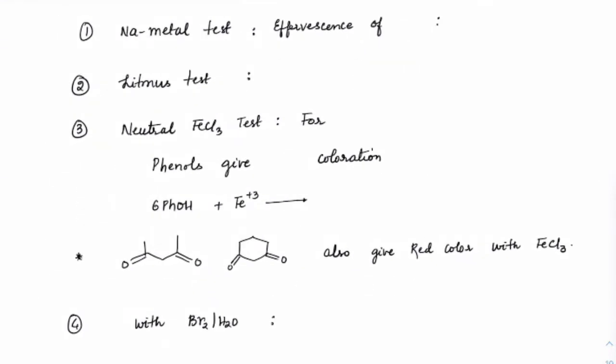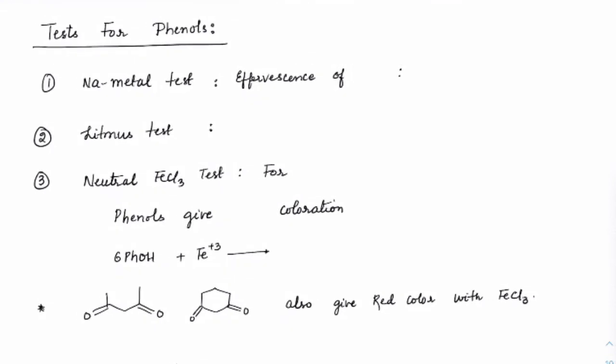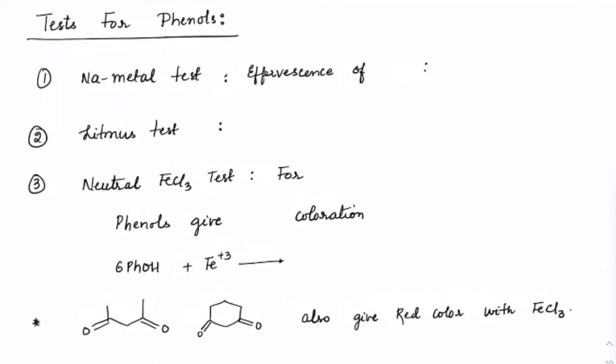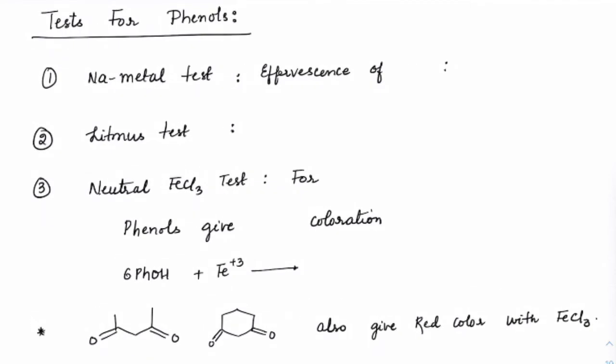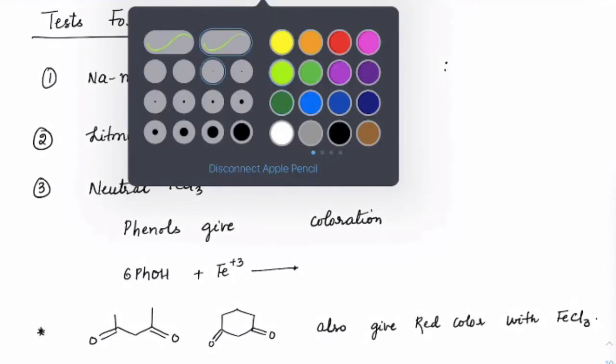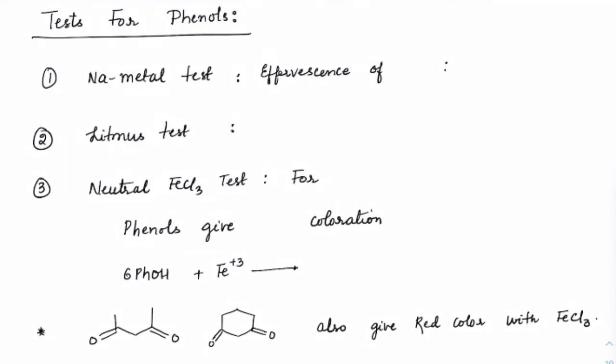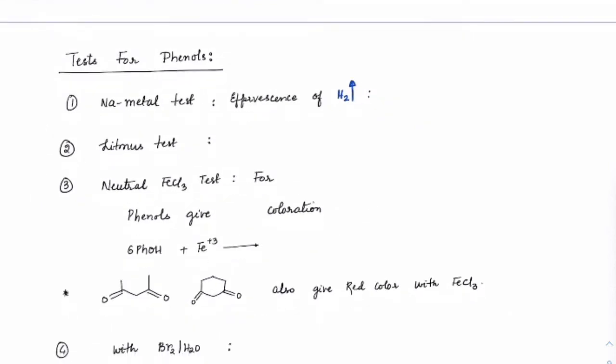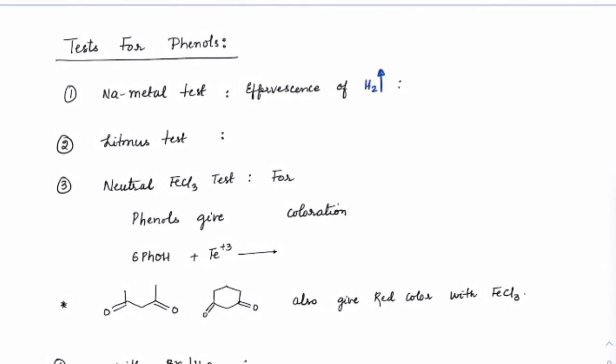Now the last thing left for us is the tests for phenols. We just need to know the major tests for phenols. See, sodium metal test: definitely it will give a positive sodium metal test, as it can give effervescence of H2 gas. Next, the litmus test. It gives a positive litmus test; we have seen that it will convert blue litmus to red.